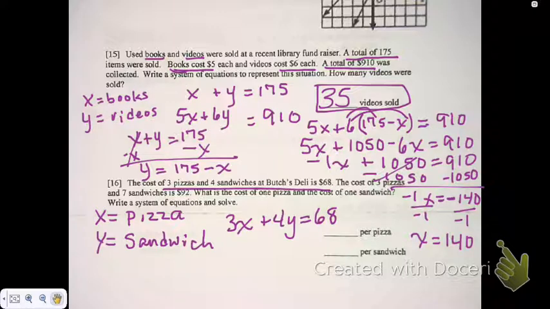All right. Then we know somebody else came in and said, hey, I want 3 pizzas and 7 sandwiches. All right. So, hey, give me 3 pizzas. I don't know how much they cost. Give me 7 sandwiches. I don't know how much they cost, but if I add them together, my total cost is what? $92.